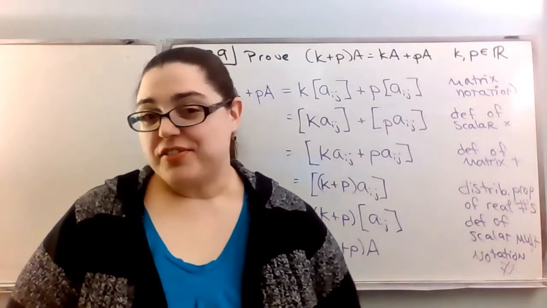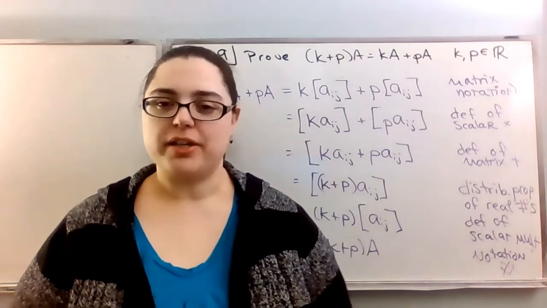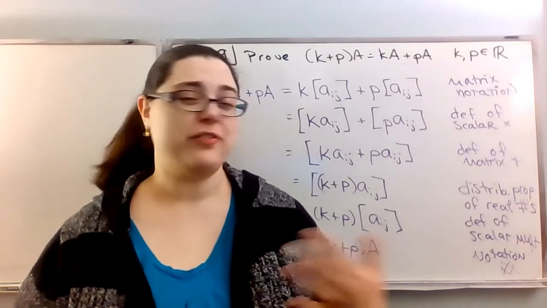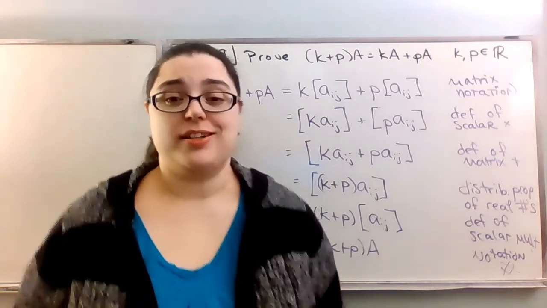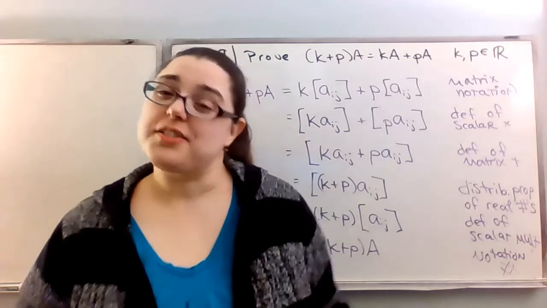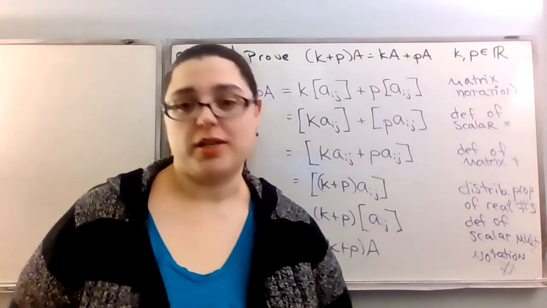In our next video, we're going to look at properties of matrix multiplication. We've already noticed that matrix multiplication is not commutative. So does it have any of the other properties we're accustomed to? And if so, which ones does it have?